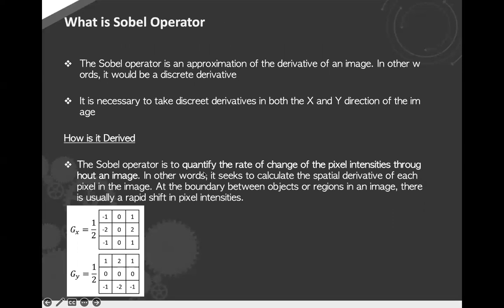So what is a Sobel operator? The Sobel operator is an approximation of the derivative of an image. In other words, it is a discrete derivative, taken in both the x and y directions of an image. So how is it derived? The Sobel operator quantifies the rate of change of the pixel's intensity throughout the image. In other words, it seeks to calculate the spatial derivative of each pixel in the image. At the boundary between objects and regions in an image, there is usually a rapid shift in pixel intensity.